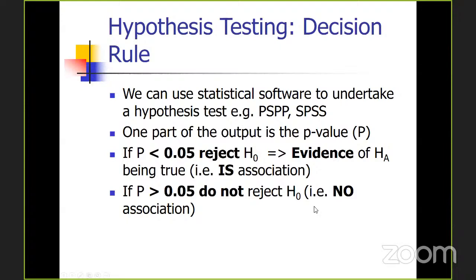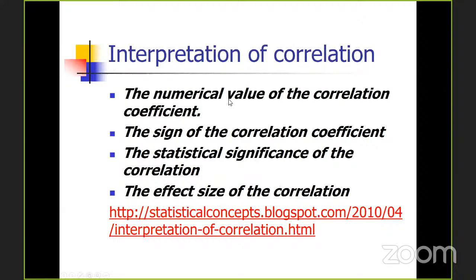Otherwise, we essentially accept, or do not reject, the null hypothesis. In other words, if this is the case, there is an association. If this is the case, there is no association. So in order to interpret a correlation, we look at the numerical value of the correlation, the sign of the correlation, the statistical significance of the correlation, and the effect size of the correlation.